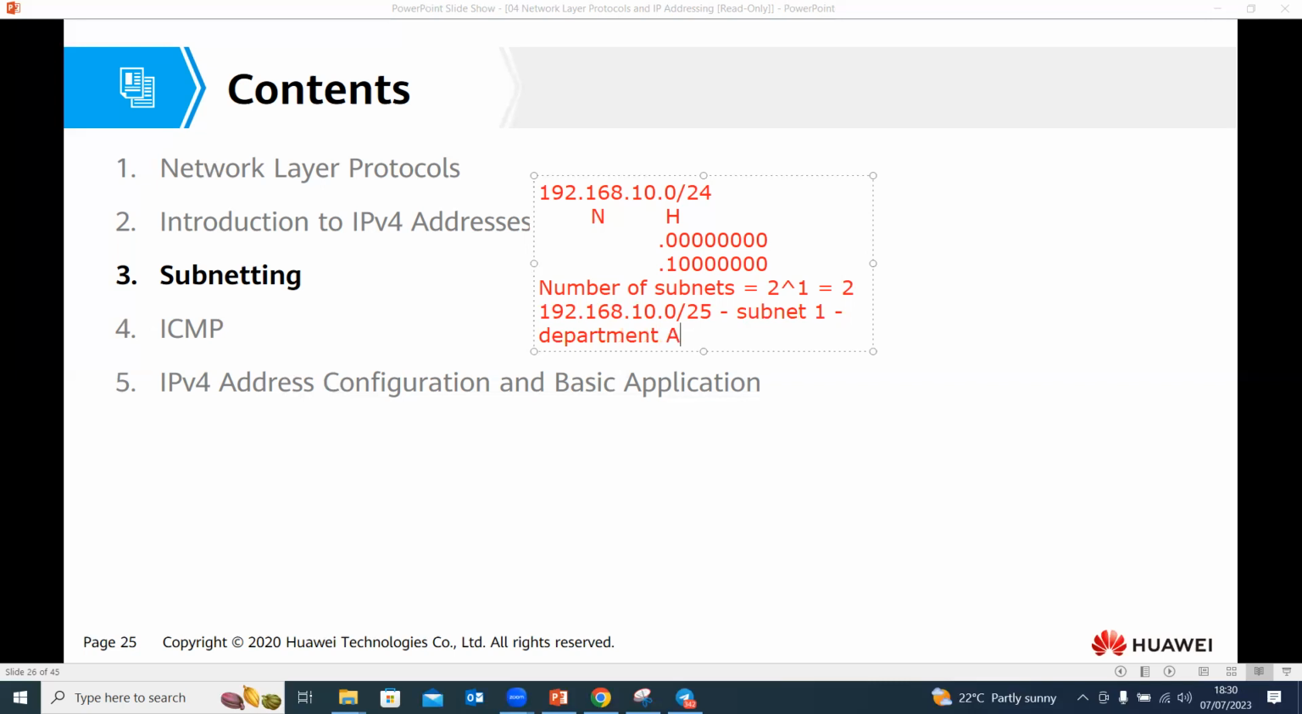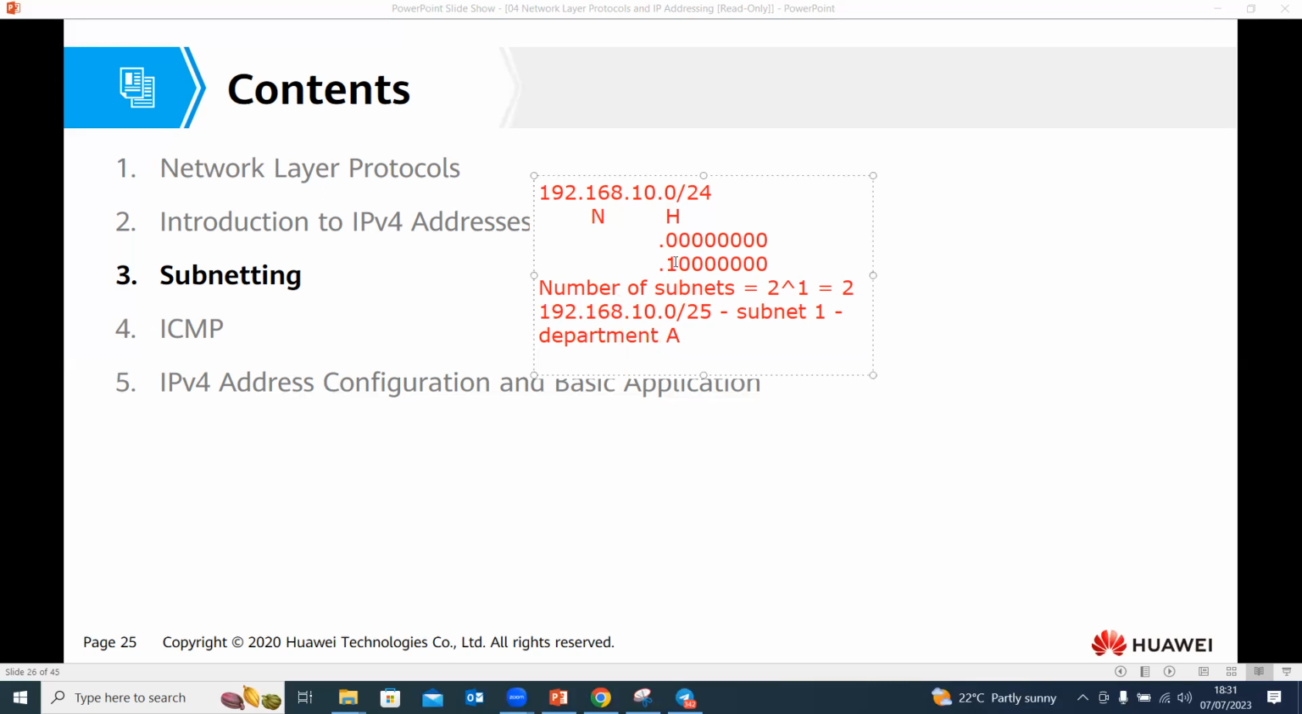Department A. How do we get the network address? Because this one is now a full network, but how do we calculate the network address for department B, or subnet 2? Now from this we are going to focus on this new network that we have created as a result of subnetting. If you are to calculate the number of IP addresses for this network, we shall count.